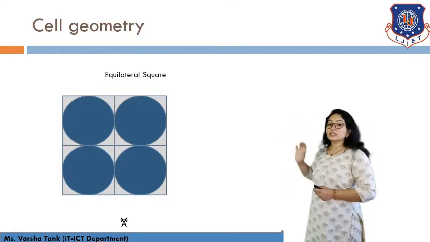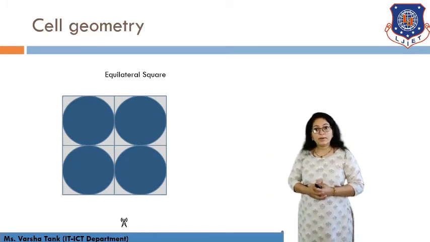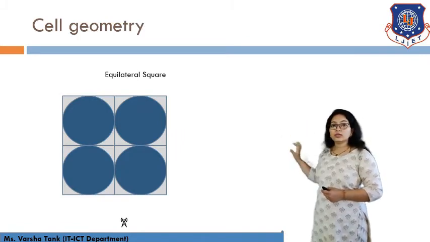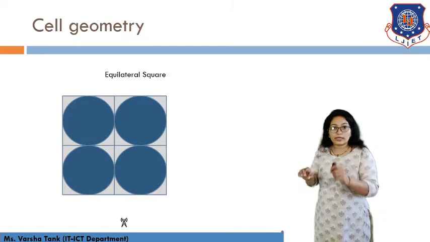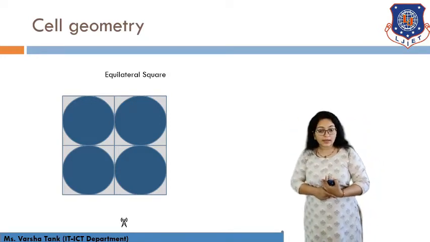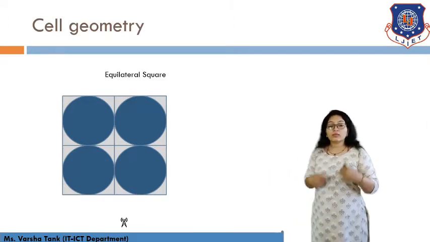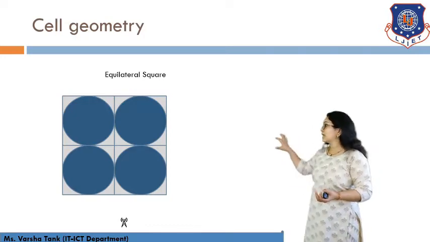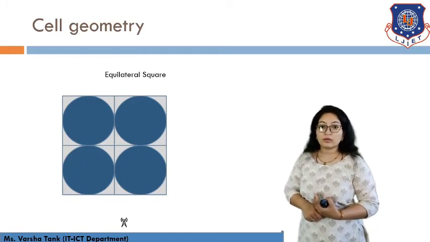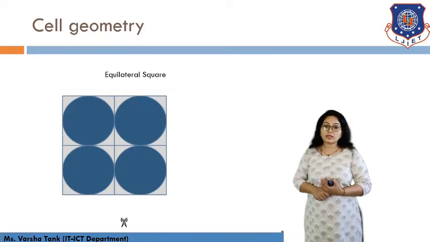So this blue color is the radiation pattern of that particular antenna. But what will happen? The antenna will be able to radiate to this blue color shape only. The portion which is not covered by the radiation pattern, which is not covered by this base station, what will happen when a person is in that particular area? We are not able to reach that area. So we are not considering equilateral square in cell geometry.